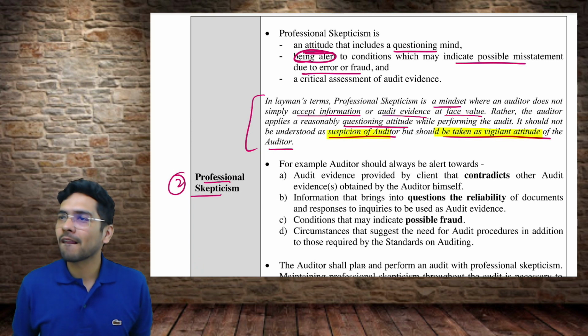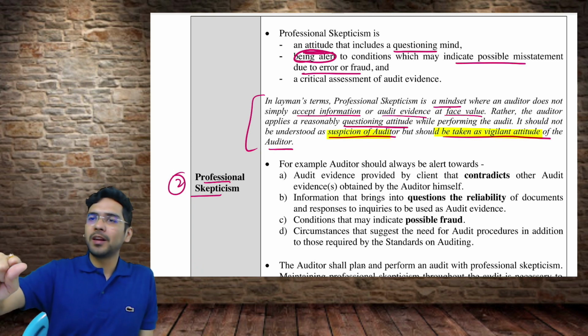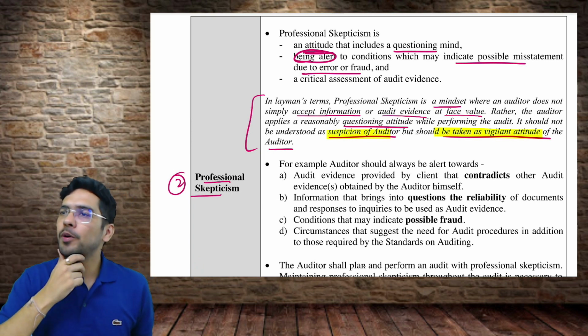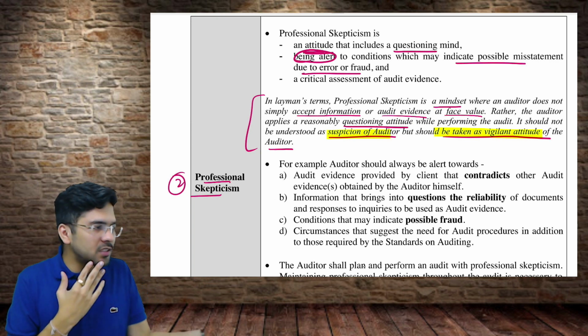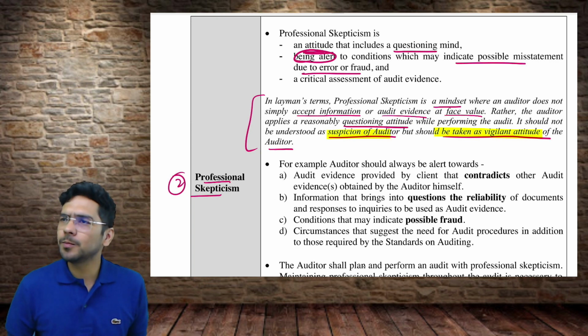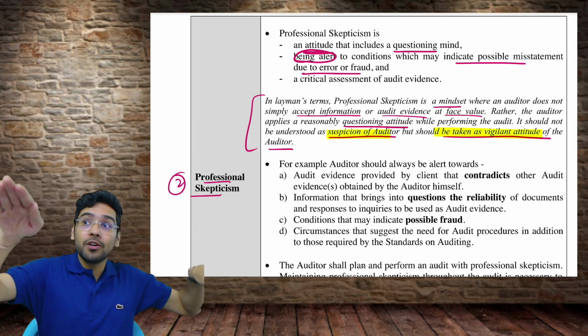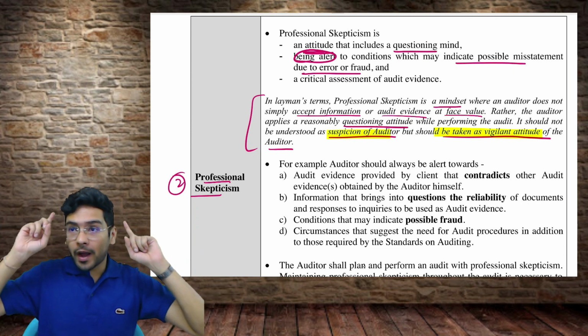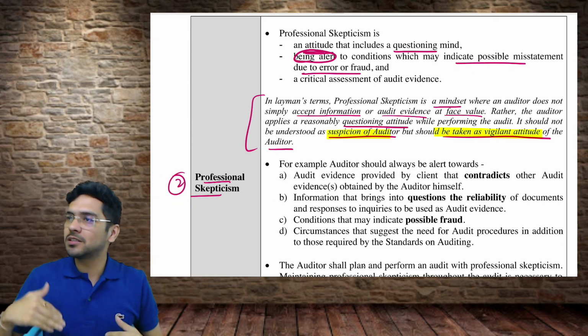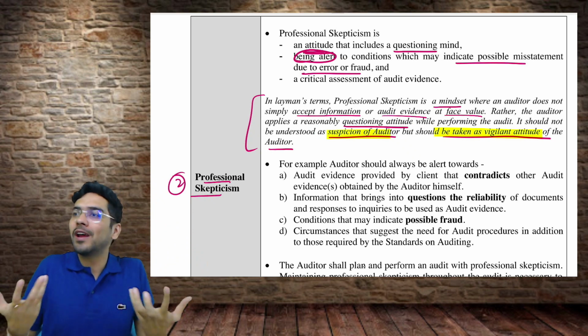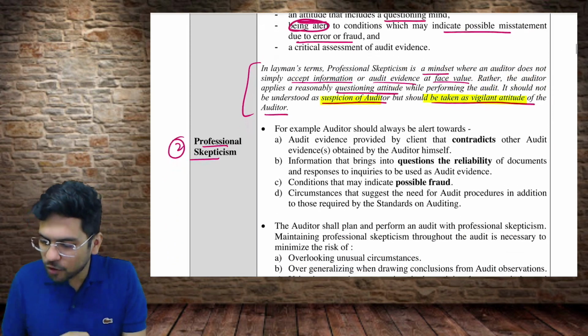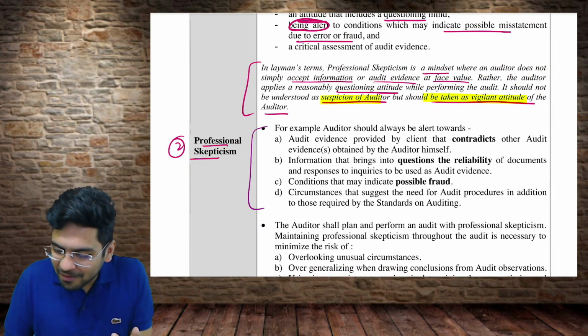Let's say I'll give you one example. Let's say I ask management, do you prepare BRS? They say yes. I ask the accountant, do you prepare BRS? He says, what is BRS? Then there are contradictory evidences, yes or no. So my radar, my antenna of professional skepticism would now be what? On. I would be more alert.